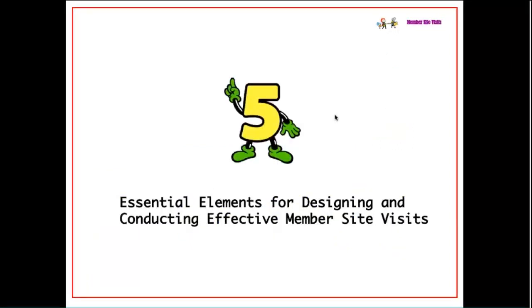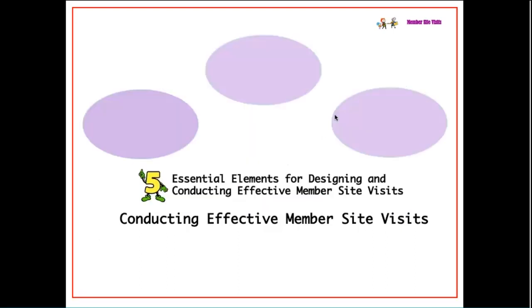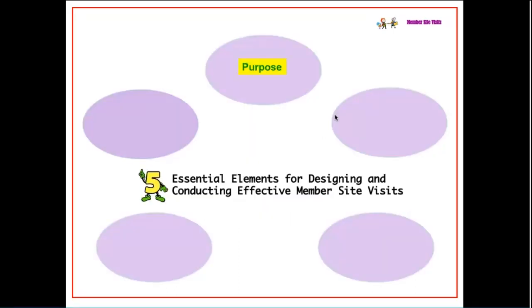Okay, so what are those 5 essential elements for designing and conducting effective member site visits? We will take a sort of helicopter view of the forest, looking at what those 5 elements are at the beginning. Then we will take each one and spend time talking about them.